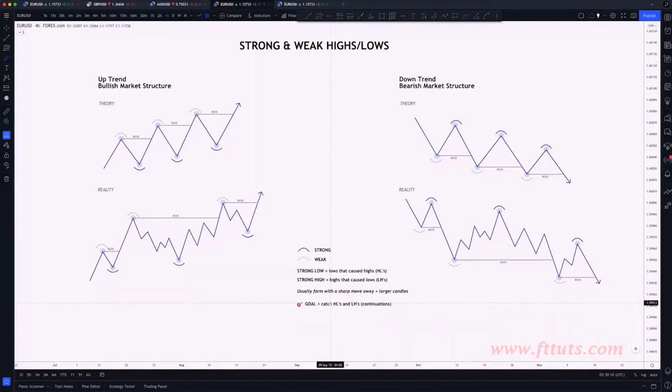So if you think about it, really our goal as traders, if we're trying to trade those easy trades, trade those continuations, our goal is to catch higher lows in a bullish market, right? We want to catch all of these strong lows and we want to catch lower highs in a bearish market, right? We want to be trading from here and then targeting those weak lows, right? That's the simplest way to think about it.